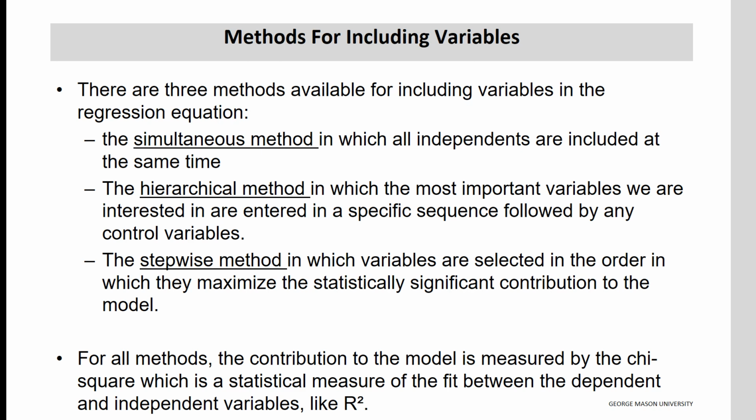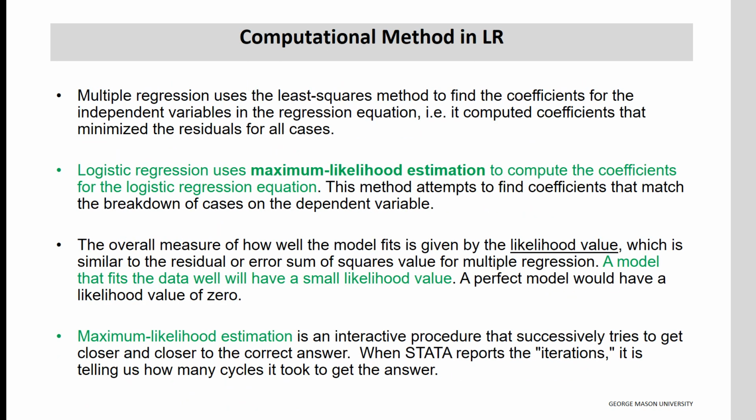For all methods, the contribution to the model is measured by the chi-square test, which is a statistical measure of the fit between the dependent and independent variables, like the R-square we used in multiple linear regression. We know that in multiple regression, we use the least squares method to find the coefficients for the independent variables in the regression equation. For example, we compute the coefficients that minimize the residuals for all cases.